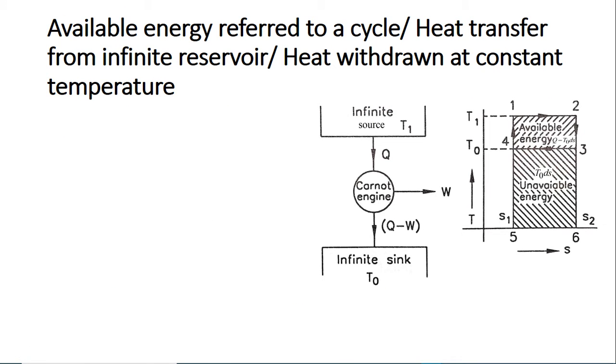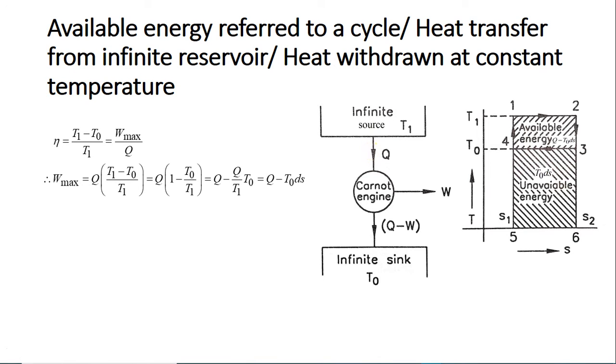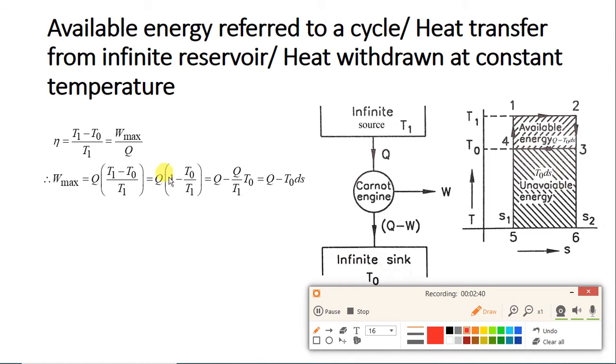Then after that we have seen available energy referred to a cycle or heat transfer from an infinite reservoir. Whenever heat Q is transferred from a high temperature source T1, the temperature of the source doesn't change. That we had seen. So the final equation was W max, means available energy, is equal to Q minus T0 delta S. Also you have to remember this equation. Let me highlight this equation. We will be using this equation in numericals also. Q into bracket 1 minus T0 by T. Okay, T1 or T, you can remember this.